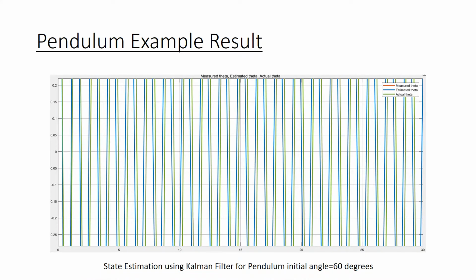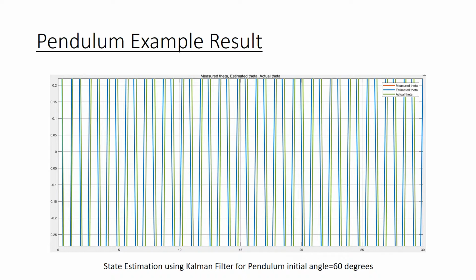Now, what happens when the initial position of theta gets very large? What if we take the initial angular position of the pendulum to be 60 degrees? In that case, we can see that the system is not behaving completely as a linearized system anymore. The Kalman filter's estimation is somewhat irregular and is not matching up with the actual theta values.